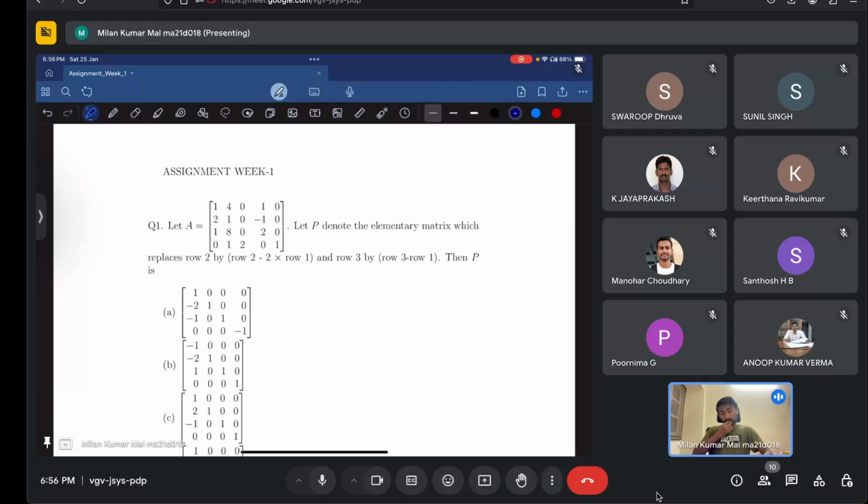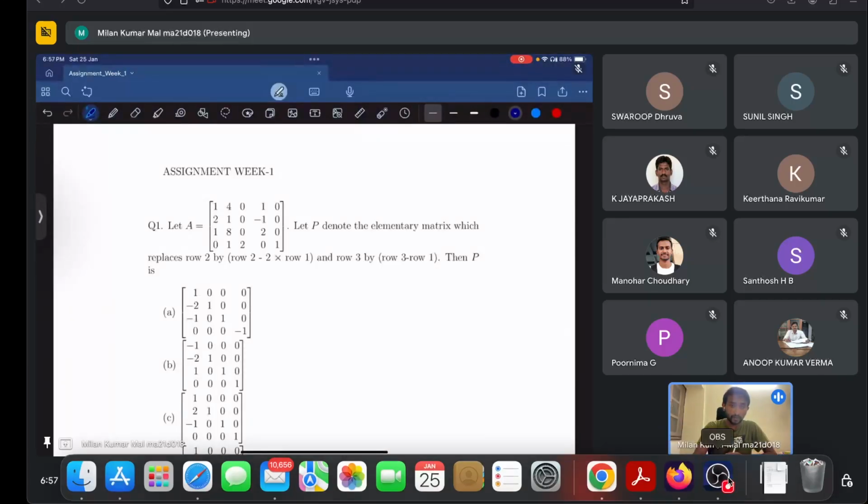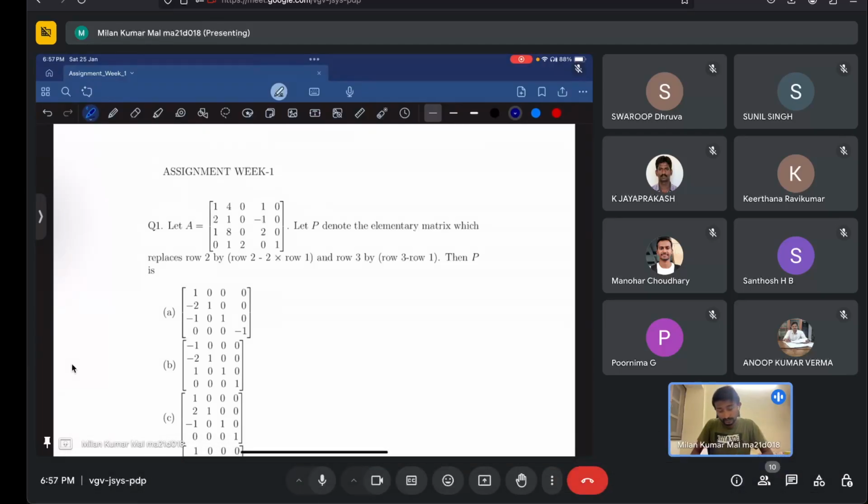So this is the first matrix, and I will do some of the problems on the basis of whatever we have discussed till now. Okay. So on that basis, we will do some of the problems. Okay. So let's take this matrix.